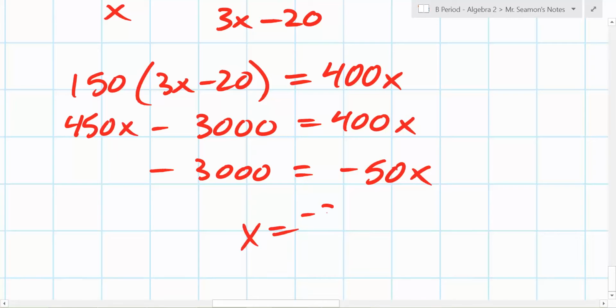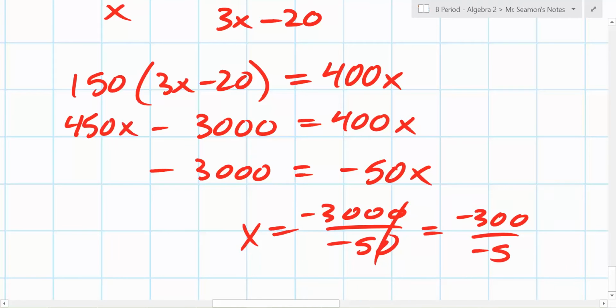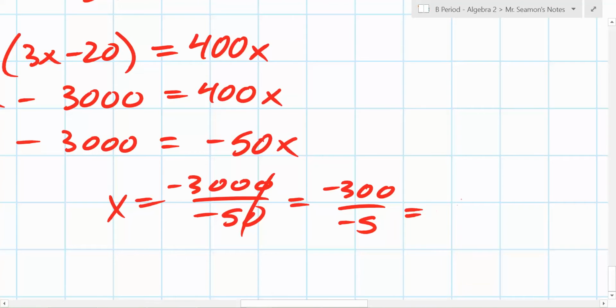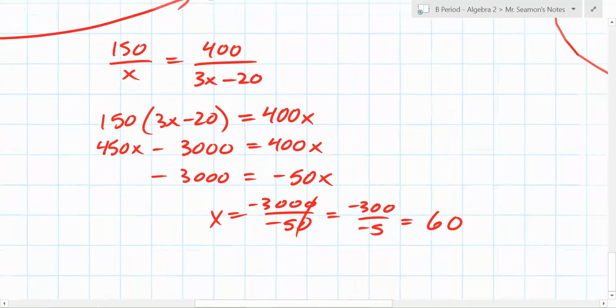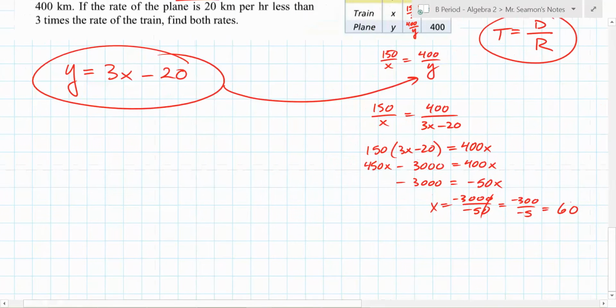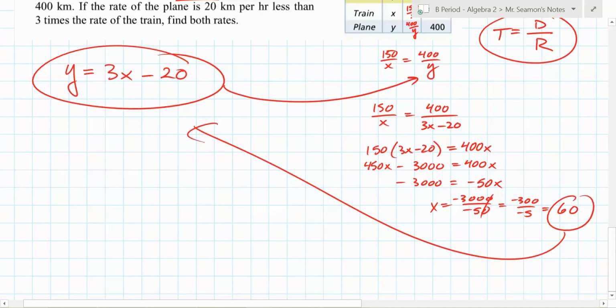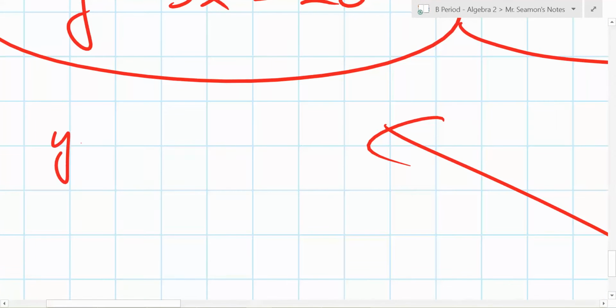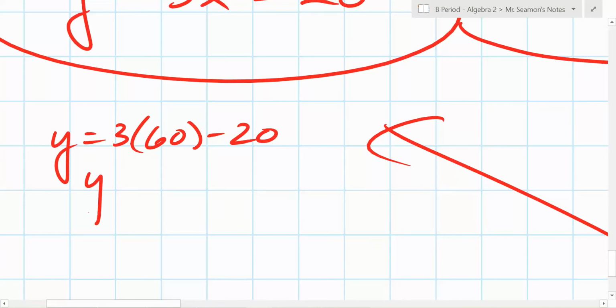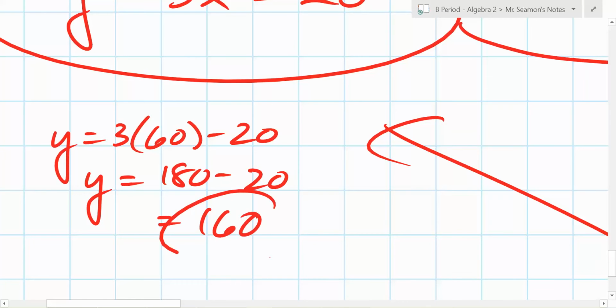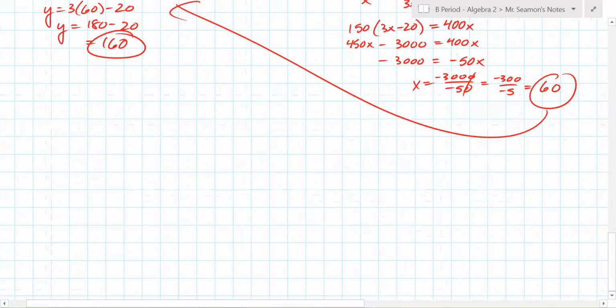x equals negative 3,000 over negative 50. So you end up with negative 300 over negative 5. What's that going to be? 60. So we have 60 now. How do we get the other one? So we get y is equal to 3 times 60 minus 20. So y is equal to 180 minus 20, which is 160. Last thing you should do is state your answer.